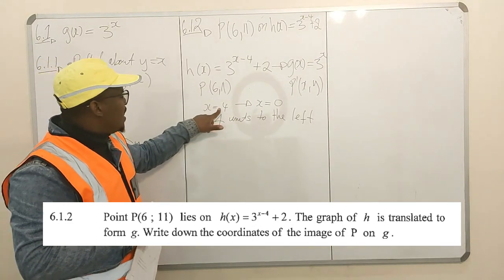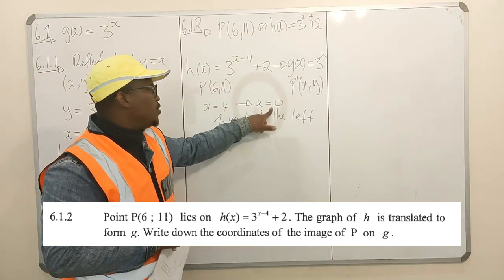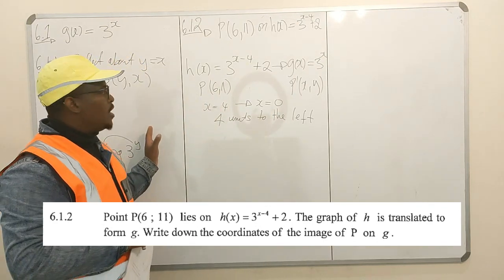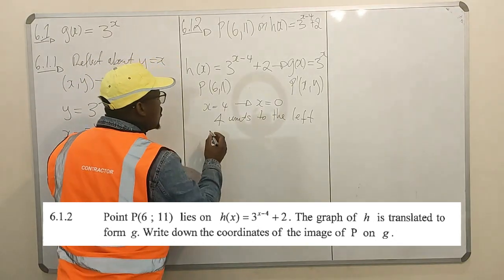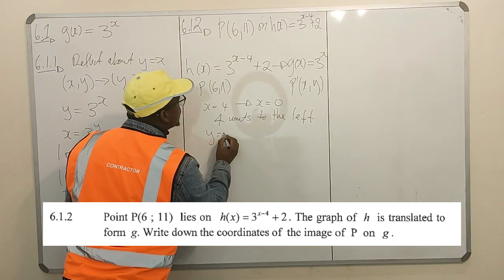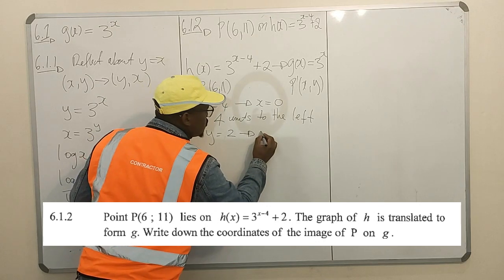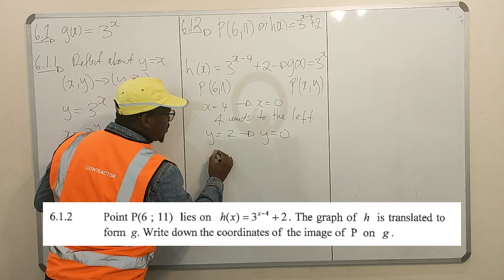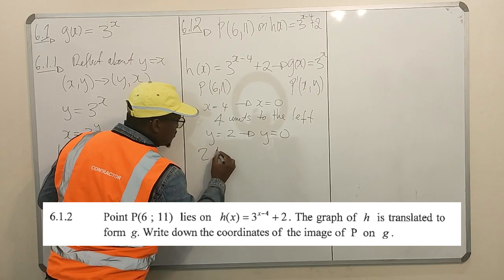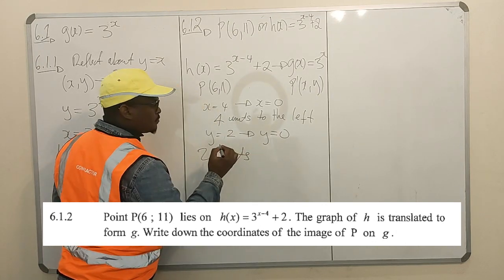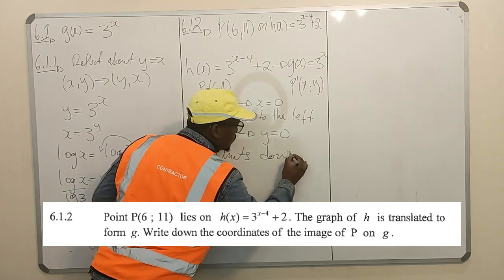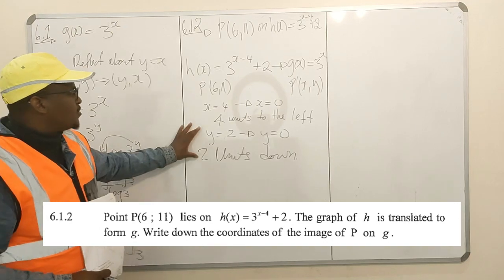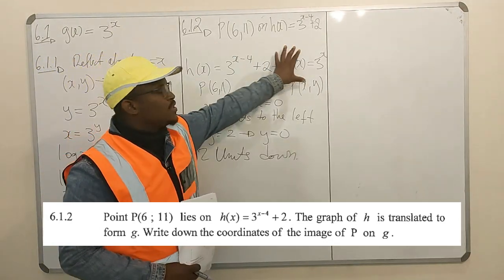We move from x equal to 4 to x equal to 0. This is 4 units to the left. And then we move from our horizontal asymptote being y is equal to 2 to y is equal to 0. This is 2 units down. So this is the transformation that occurred here to get to that point.